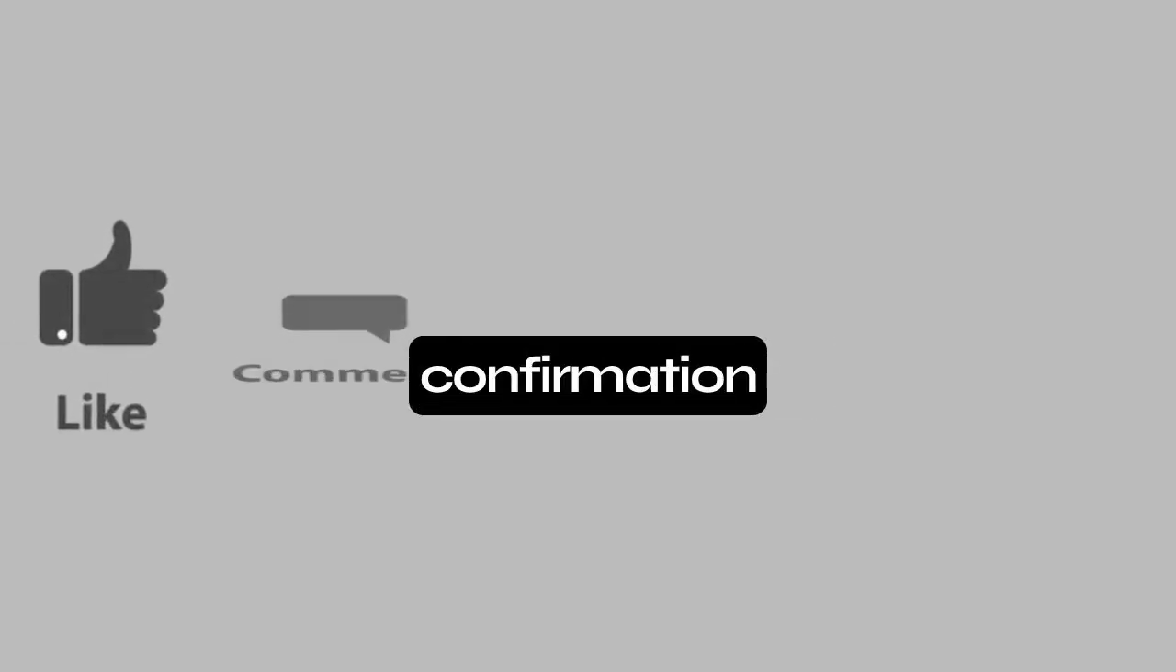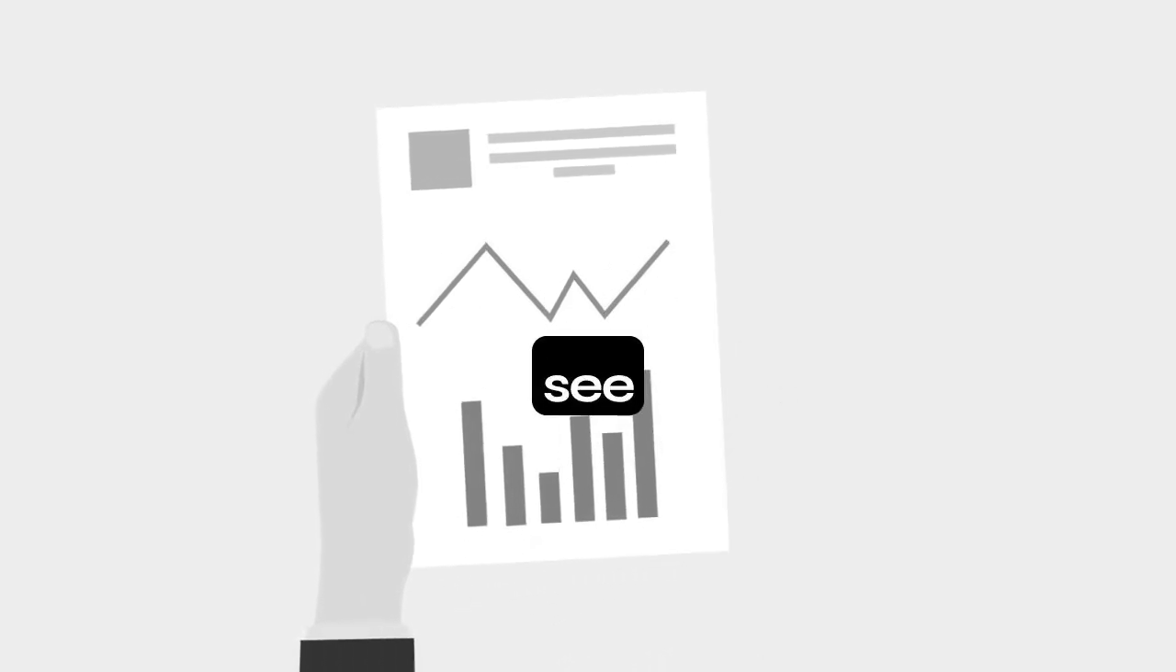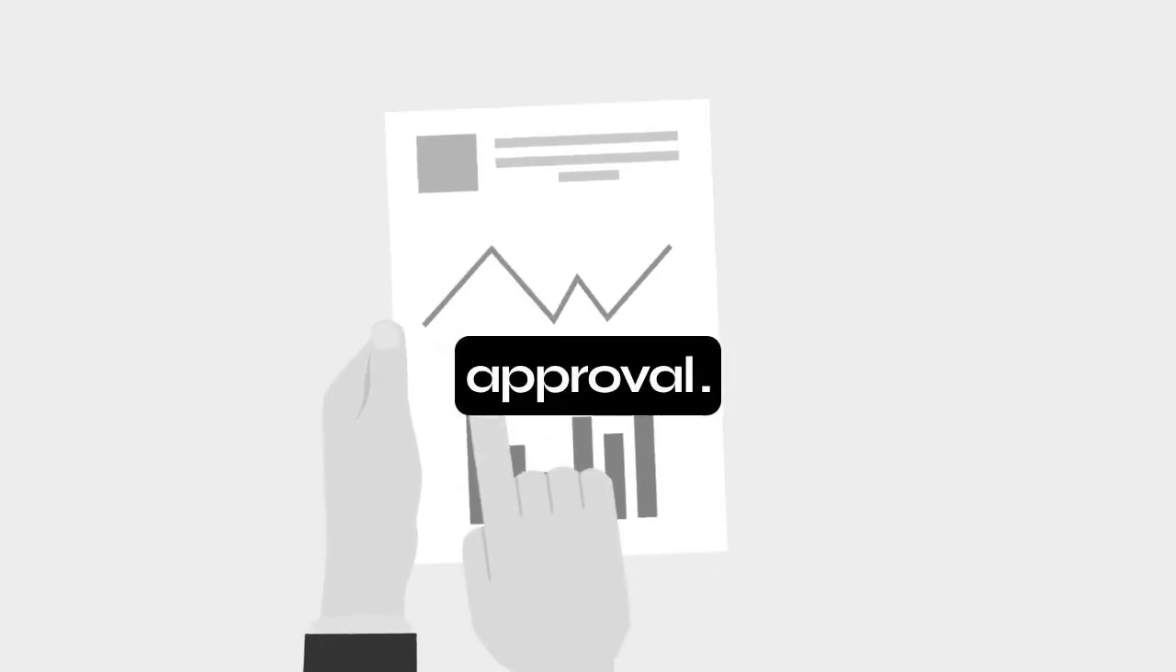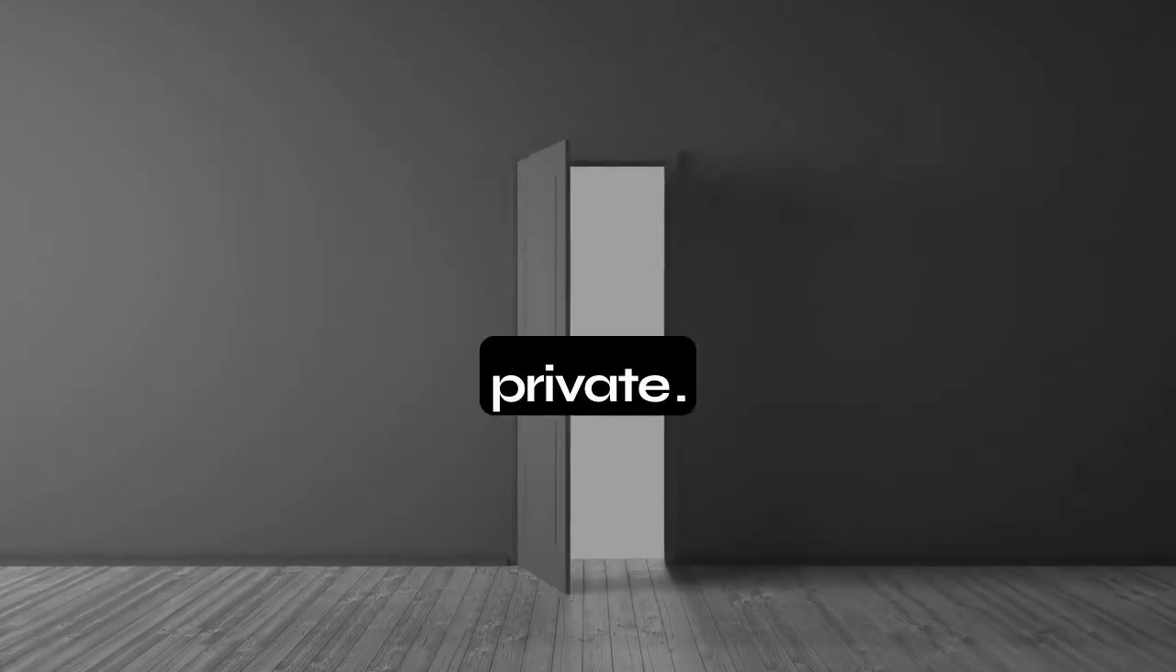Instagram may show a confirmation pop-up. Choose Switch to Public to confirm your change. Once the toggle is off, your profile is public, and anyone on Instagram can see your posts and follow you without approval. That's it. Your Instagram is now public. Remember, you can return to account privacy anytime if you want to switch back to private.